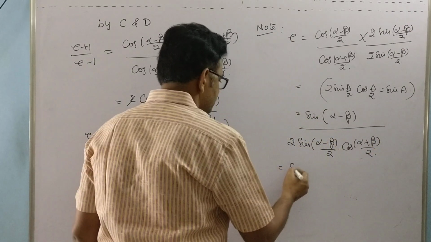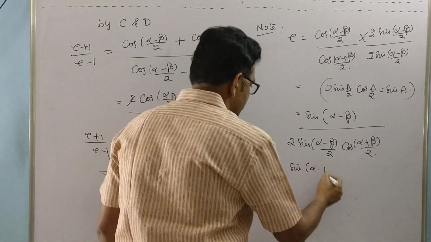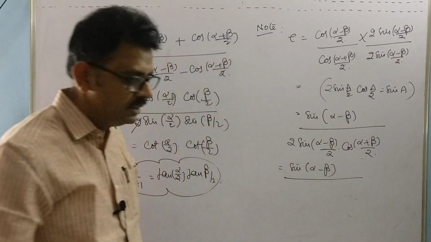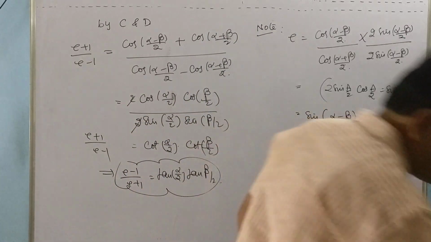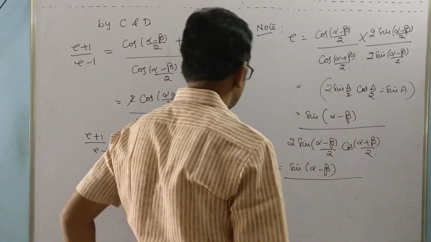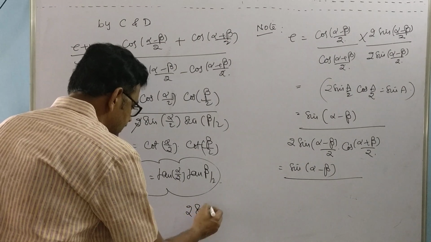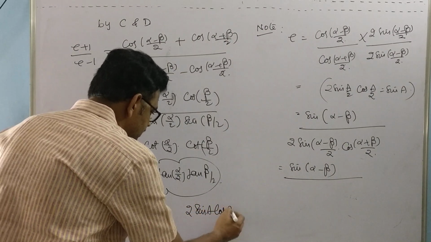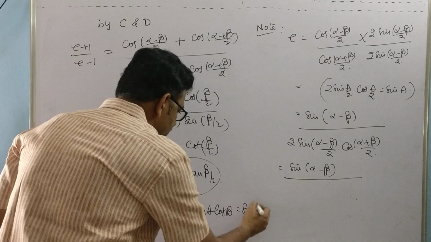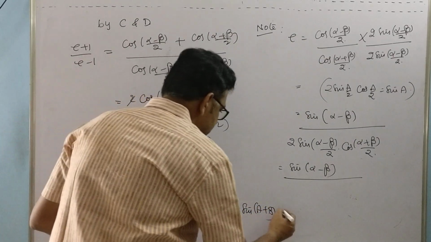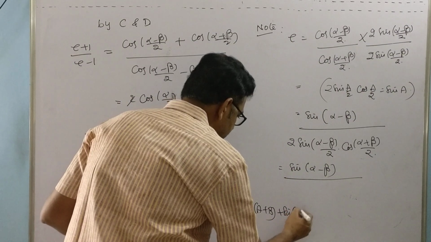That is equal to sin of (alpha minus beta) by 2 sin A cos B. I can write here 2 sin A cos B is equal to sin of (A plus B) plus sin of (A minus B).